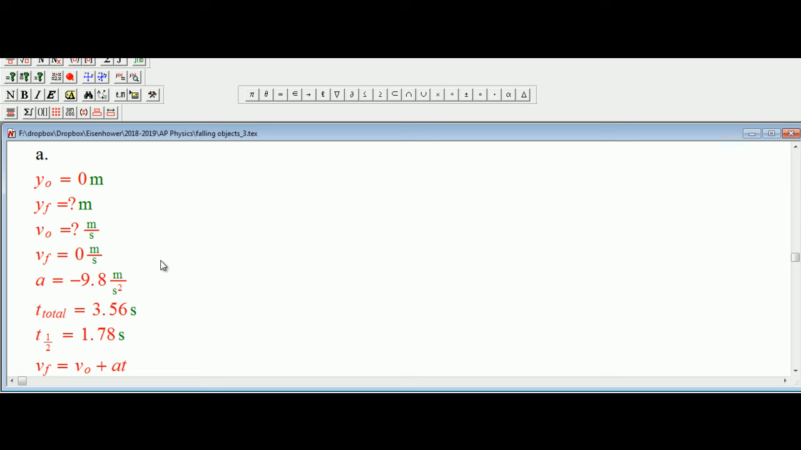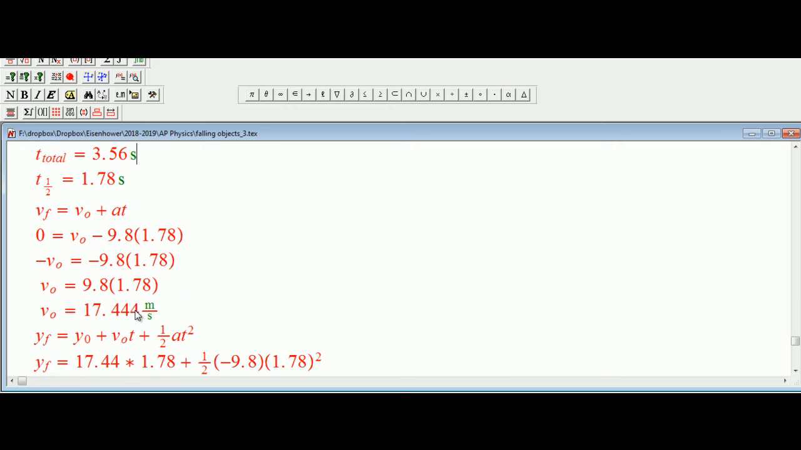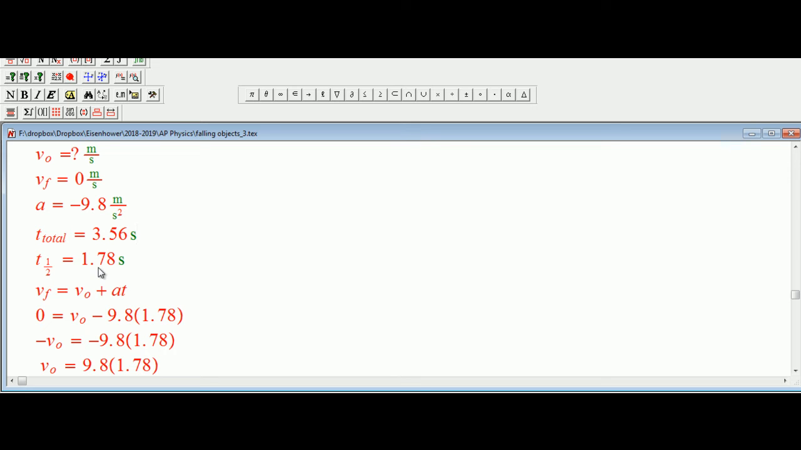Anytime you throw something up in the air, you know it's at its maximum height when the final velocity is 0. Acceleration again is negative 9.8 the whole time because gravity is pulling down. My total time is 3.56. Since this is a halftime problem, I cut that in half. I'm going to use 1.78.